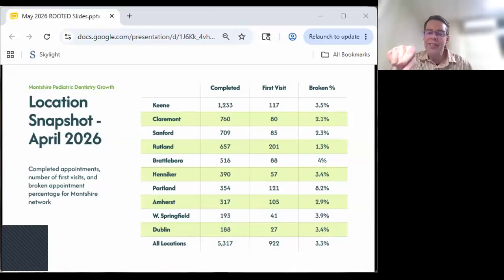The important thing about this is I wanted to show the broken appointment percentage, because one of the things that you hear is people don't show up. I'm 60% Medicaid. Look at the broken appointment percentages. And I can let you know the highest one is Portland.